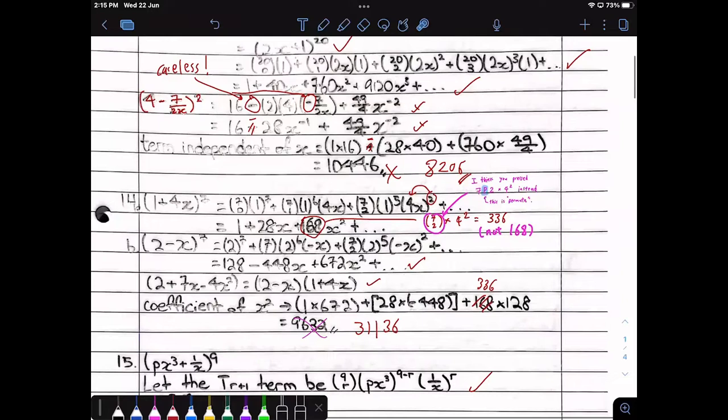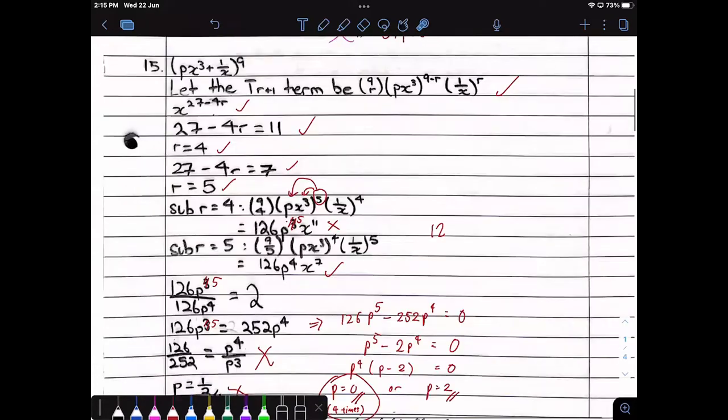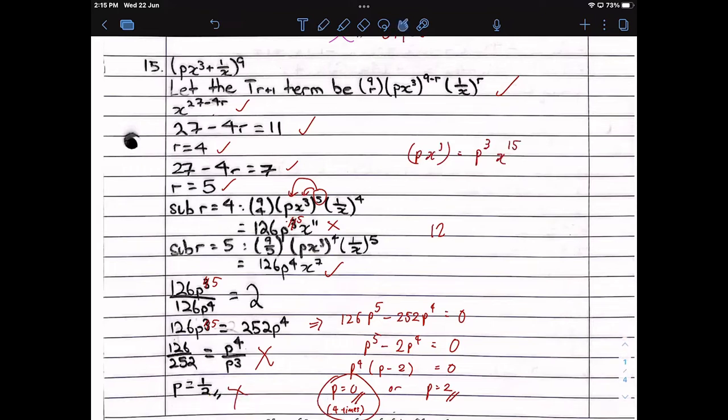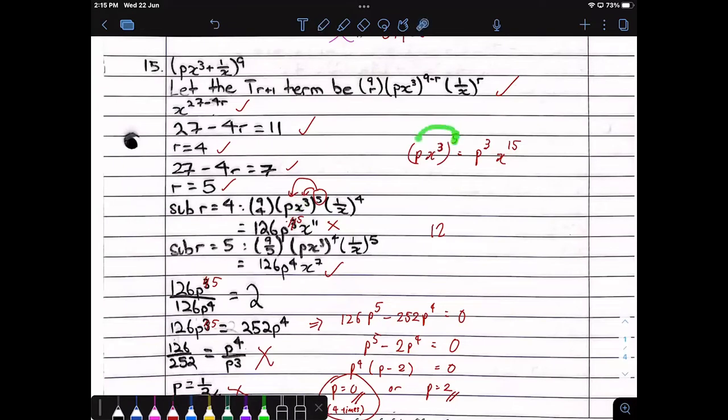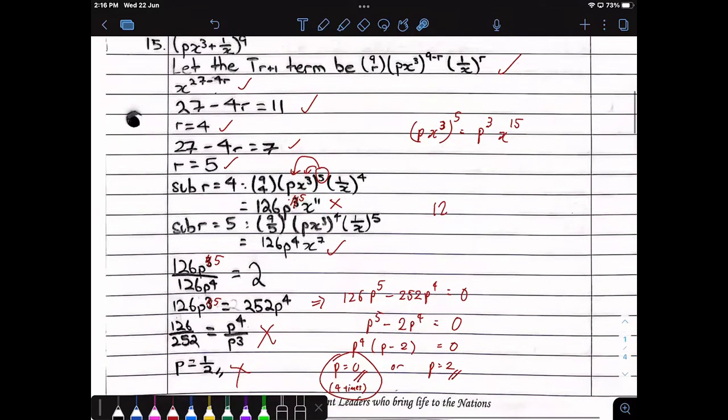Then next one, question 15. Careless mistake over here. P x cubed power 5 should be p power 5. Then x cubed, so you have to multiply by 5. So power 15. Like this. Then you're off by a power. 3 should be a 5. So error carried forward, but you know how to solve.